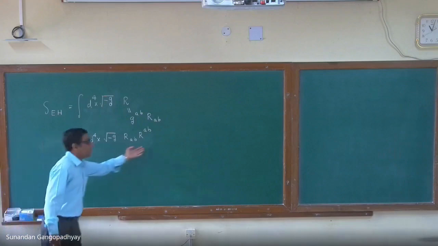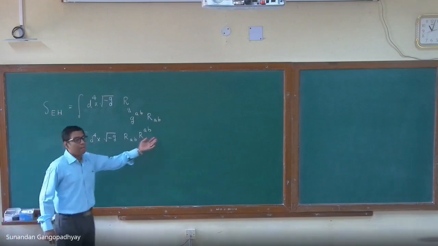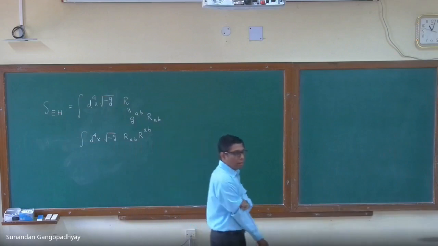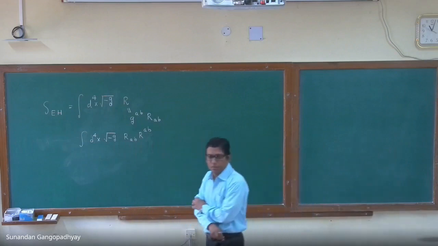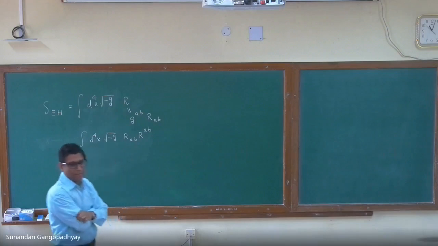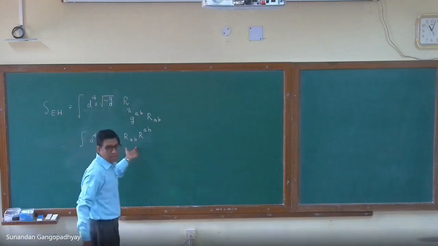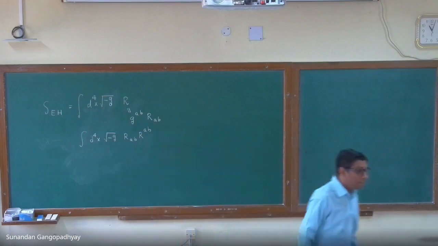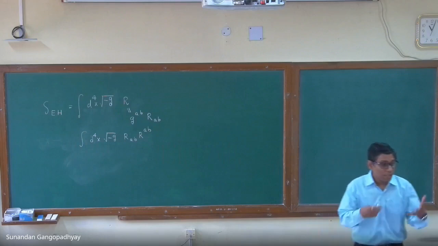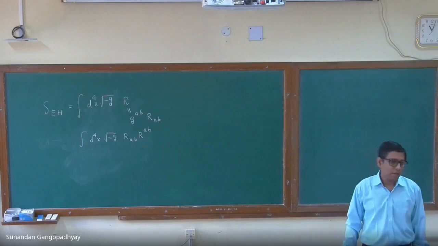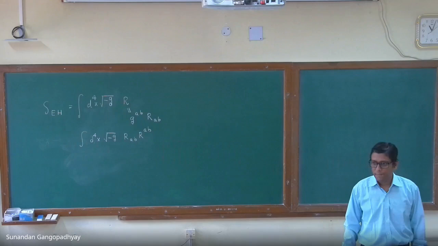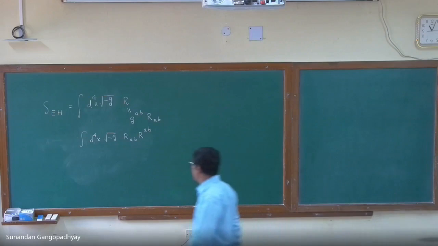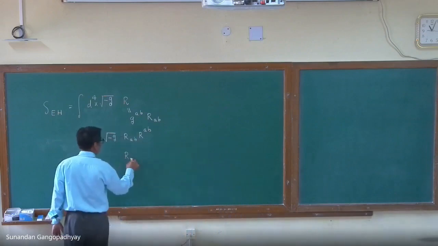But you can always write R_AB R^AB. This is also a scalar, right? What is the other thing that you can write? Is there anything else? What is R_AB? I think we have forgotten. It is the Ricci tensor. What is the other scalar that you can form? R_ABCD, the Riemann tensor, R_ABCD R^ABCD. That is also a valid action. So instead of this, you can write something like this.